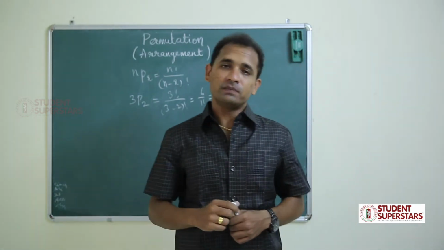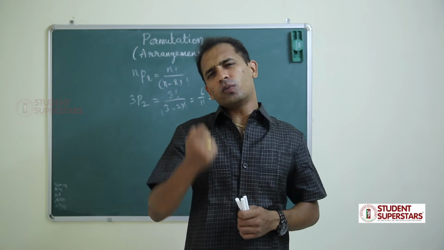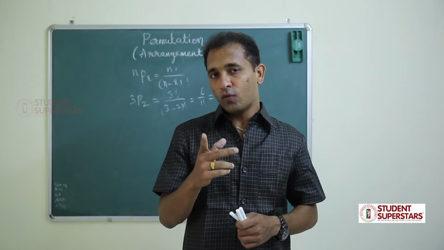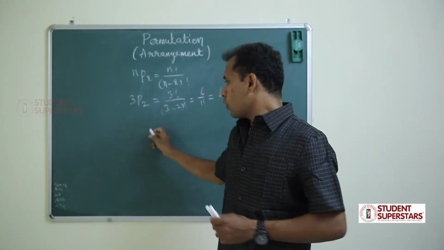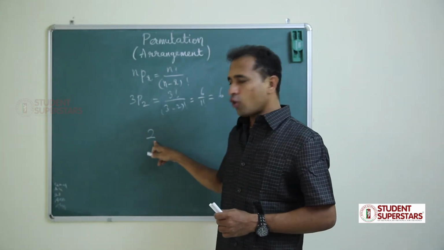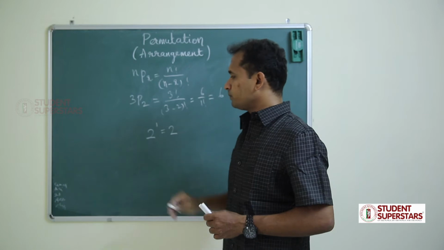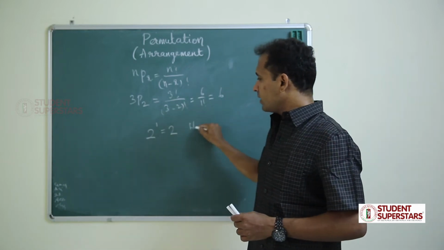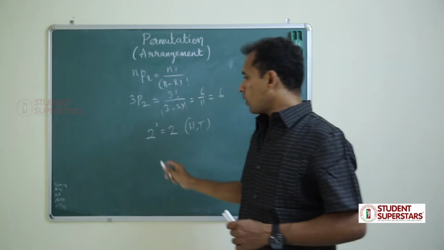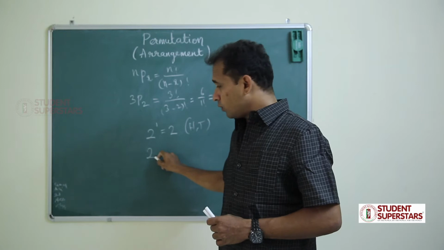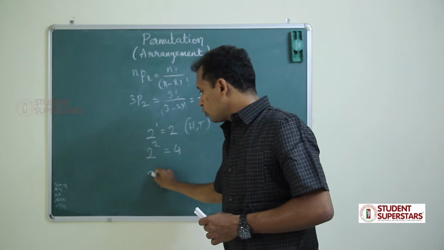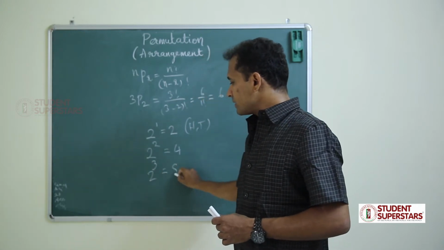Next, coins. When we toss a coin, what are the possibilities? We'll get either head or tail. When we toss only one coin, the number of possible outcomes is 2, raised to the number of coins, 1, which is 2. Right? So we'll get head or tail. If we toss 2 coins, what are the possibilities? 2 to the power 2, which is 4. If 3 coins, 2 to the power 3, which is 8.